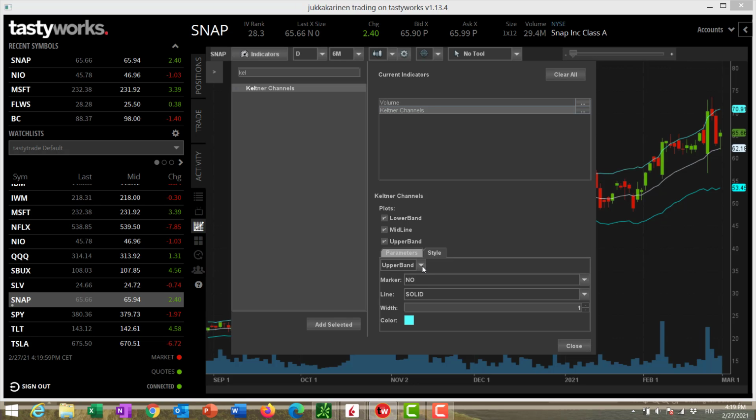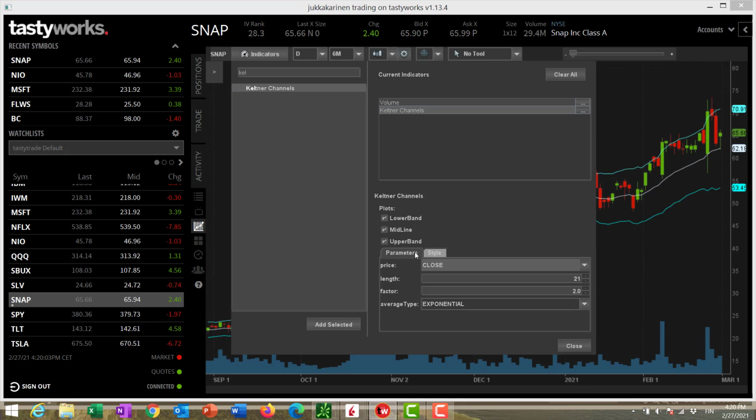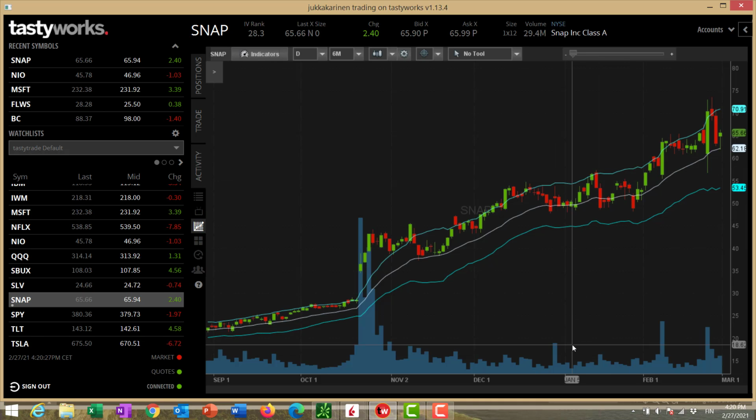So Keltner channels are average true ranges plotted around moving averages. And in this case here, I have plotted the second ATR, so the two average true ranges band on both sides of the 21 period exponential moving average. Let's see how that looks. Well, that's how it looks.